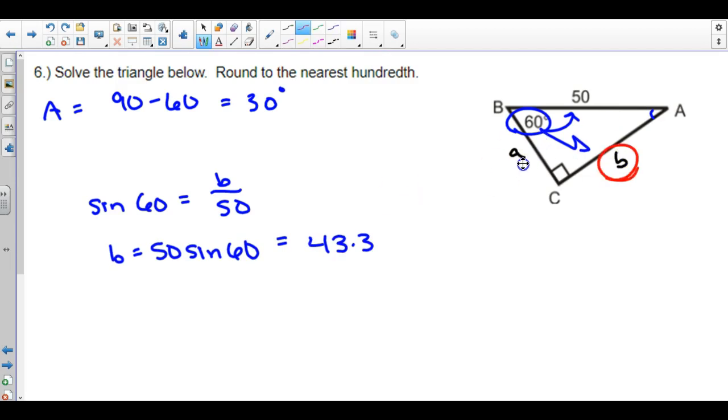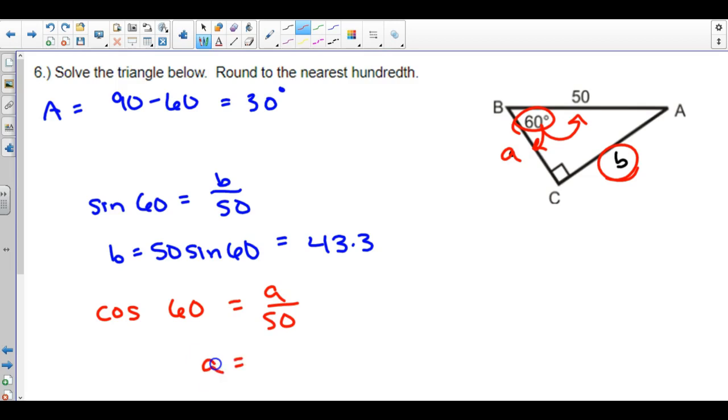If I want to figure out what a is, I have a few options. I can use the Pythagorean theorem and say a squared plus 43.3 squared equals 50 squared. I could use a as being my opposite side to this angle and say, okay, sine of 30 equals a over 50. I could also say cosine of 60, so that would be taking a look at my reference of 60, and that is equal to my lowercase a over 50. Either way, a is going to come out to 25.